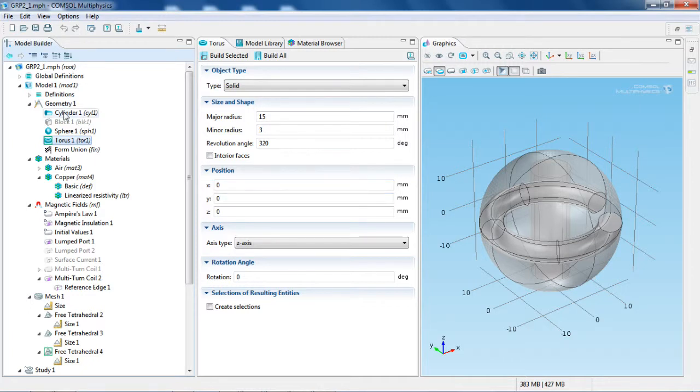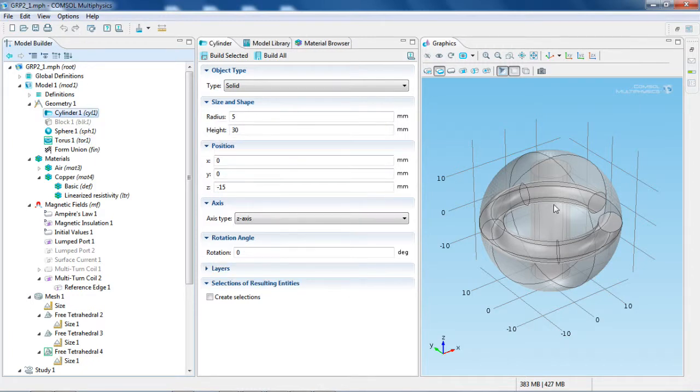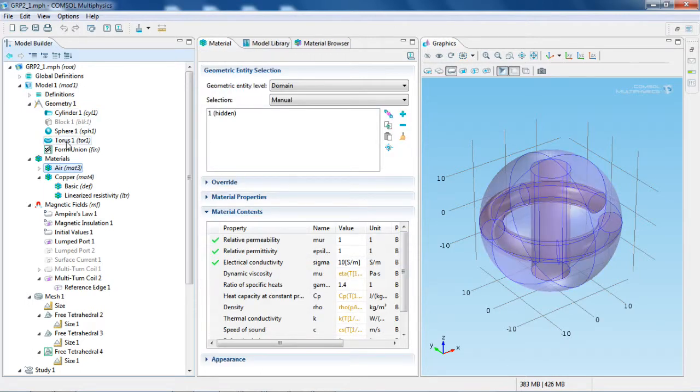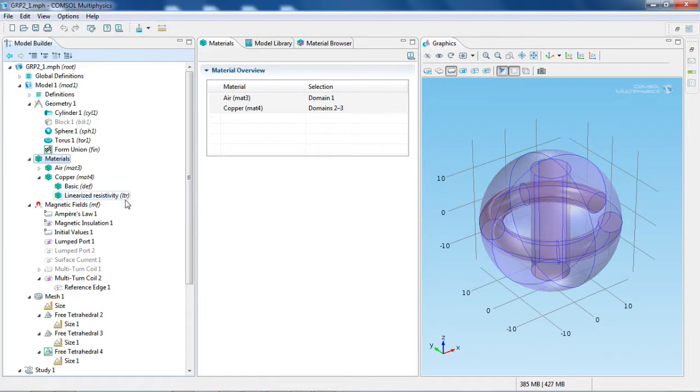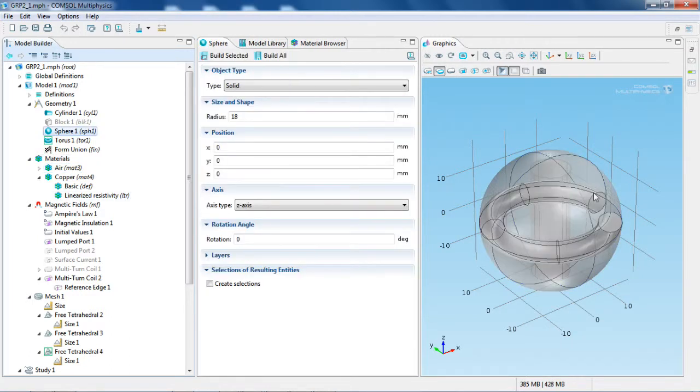This is the circular Rogowski coil. A toroid was used to represent the Rogowski coil, whilst a cylinder was used to represent the current-carrying conductor. The air boundary was represented using a sphere.